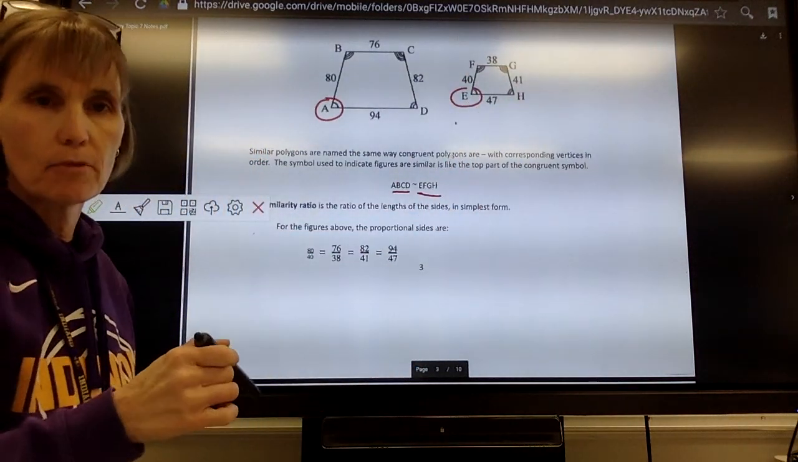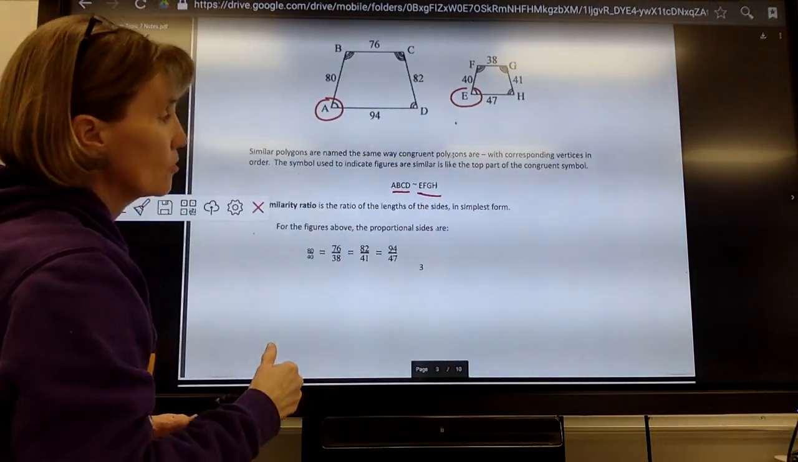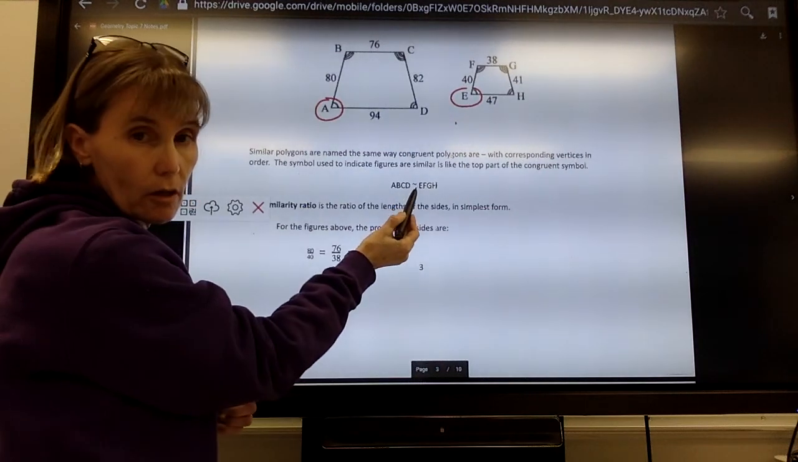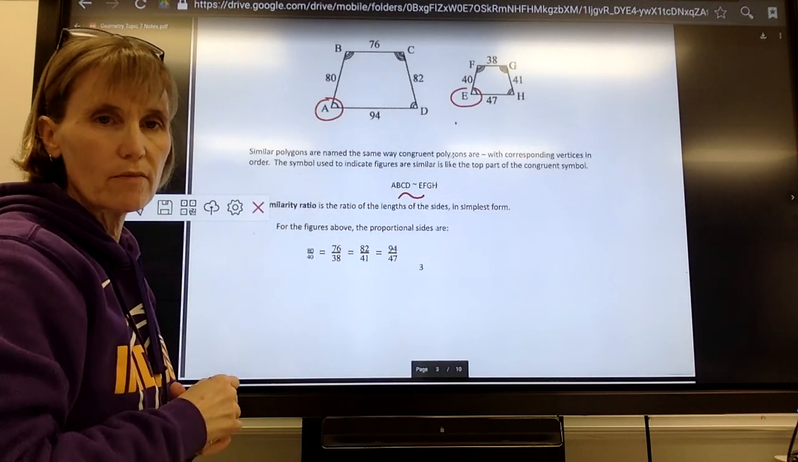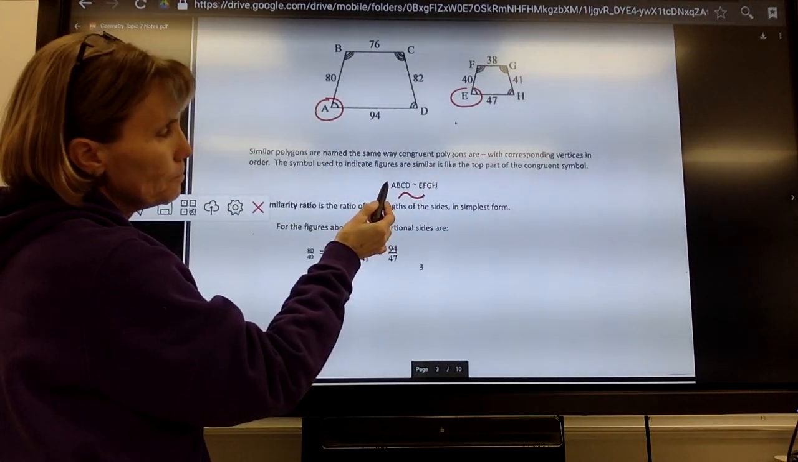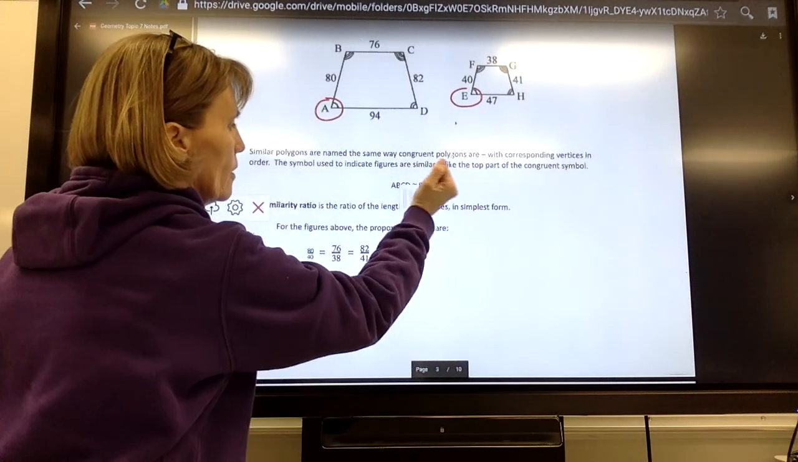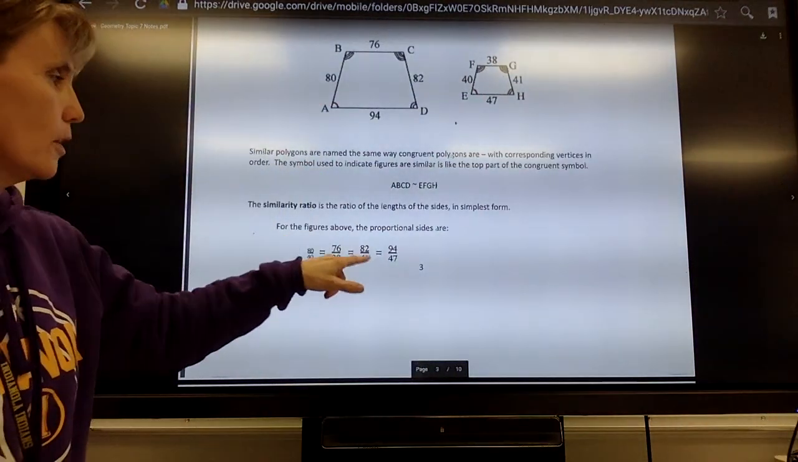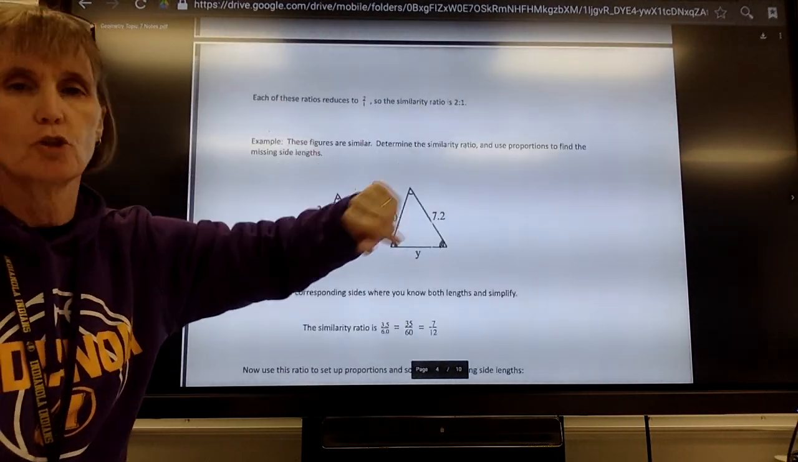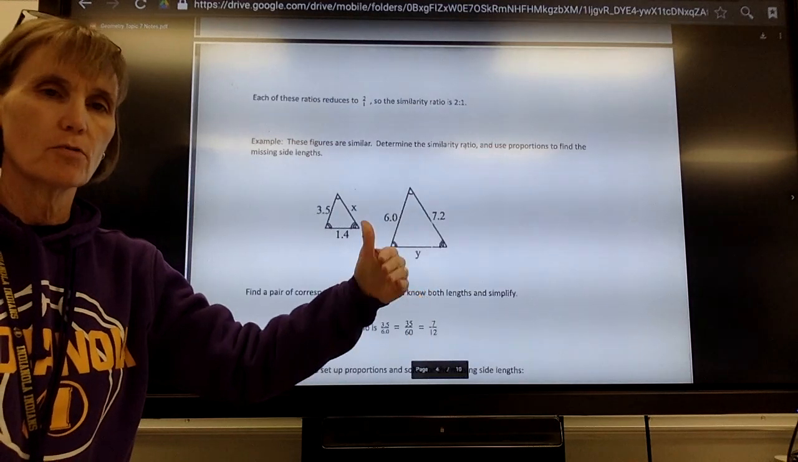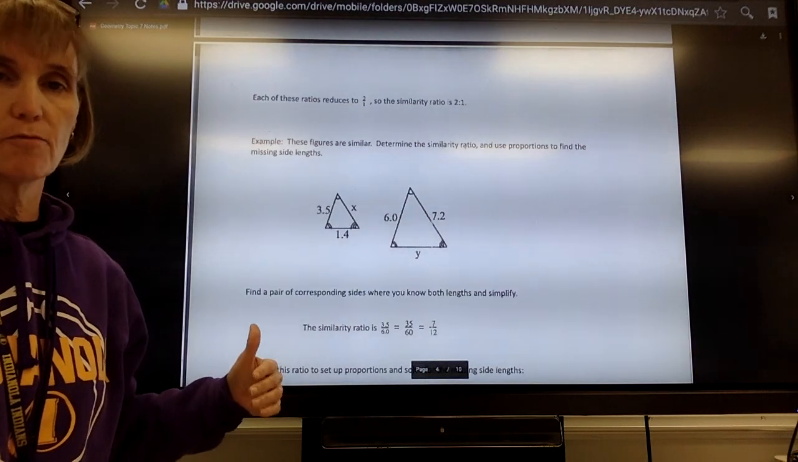So you have to name the figure, just like you did with congruent triangles. You have to line up the corresponding pieces. Here's the difference, though. With similar, we don't use a congruent sign. The symbol for similar is just one wavy line. So this says polygon ABCD is similar to polygon EFGH. Okay, and we've already looked at how we line up the ratios and they all come out to be twice as big. The similarity ratio was 2 to 1. Each side of the larger figure was twice as big as the smaller figure. Okay, you're going to use that idea to find the lengths of missing sides.